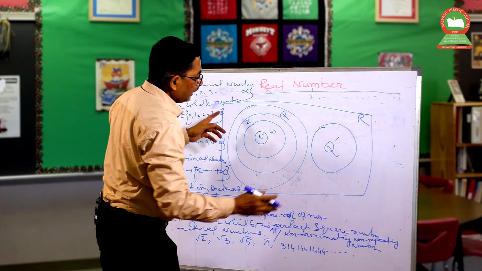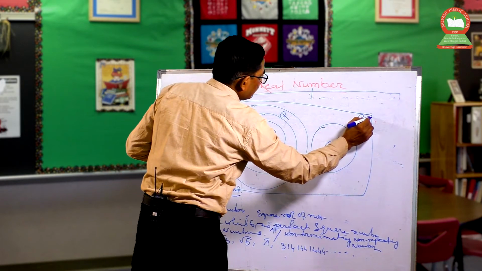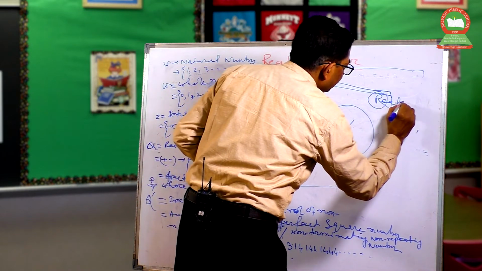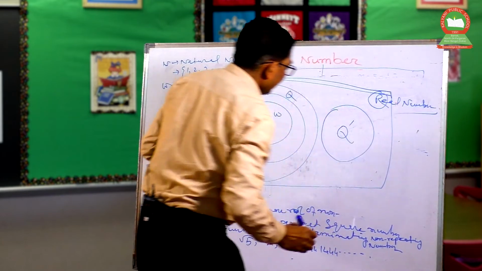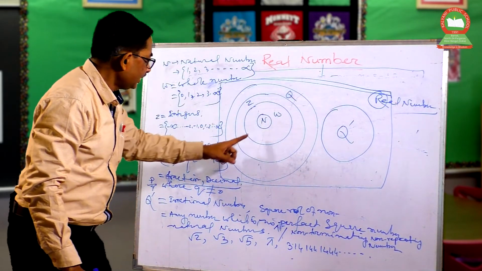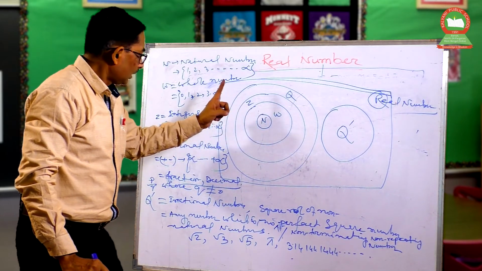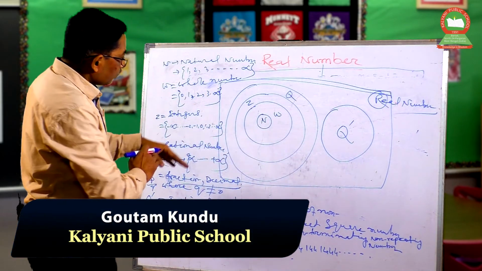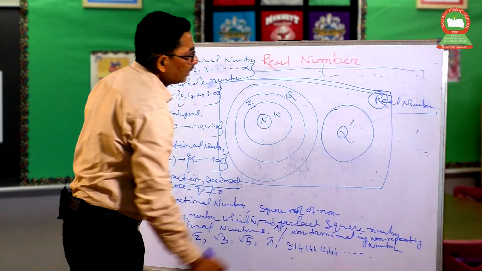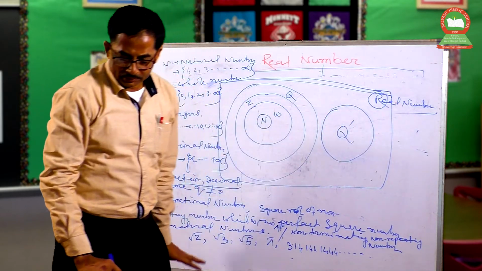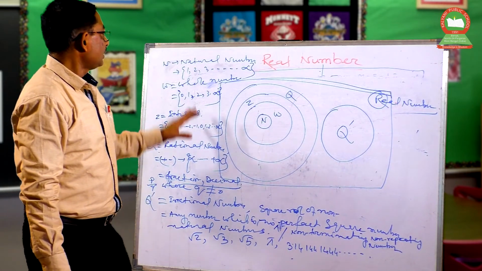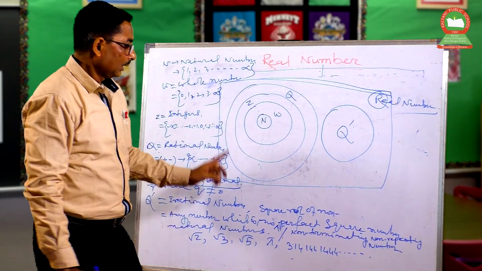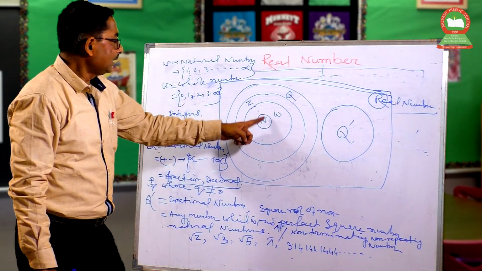Now the real numbers include all of these. This rectangle is showing the real numbers. The real numbers are all the numbers expressed here: natural numbers, whole numbers, integers, rational numbers, and irrational numbers. Everything which we can express on the number line is a real number. So we are just talking about any number which can be expressed on the number line, and it may be any of these numbers.